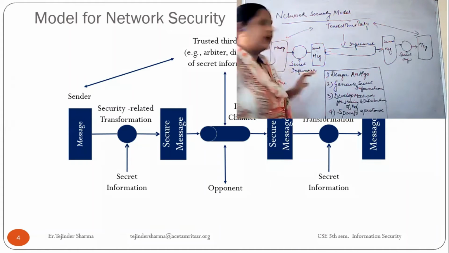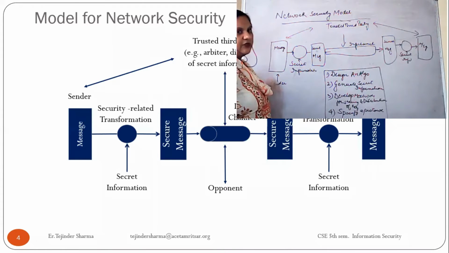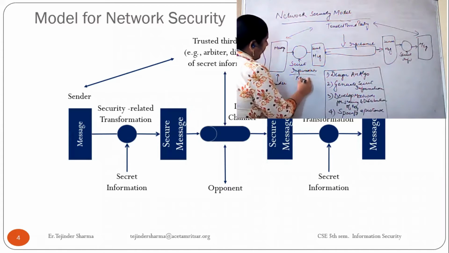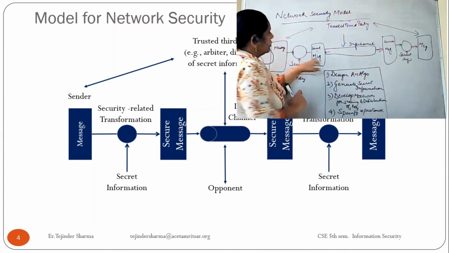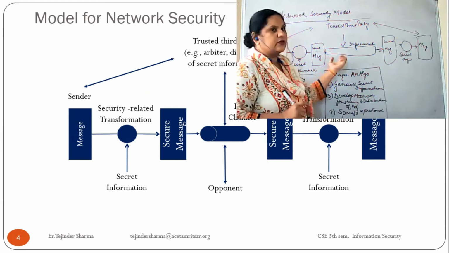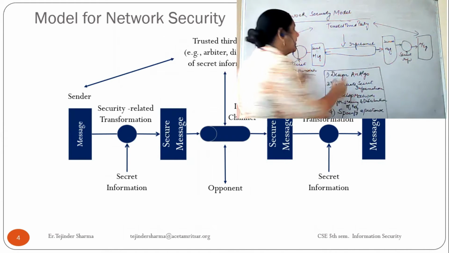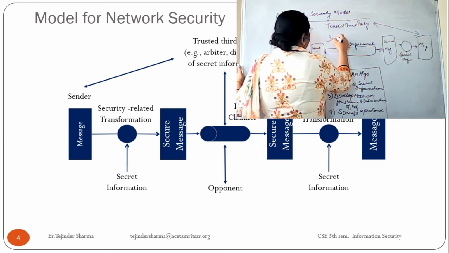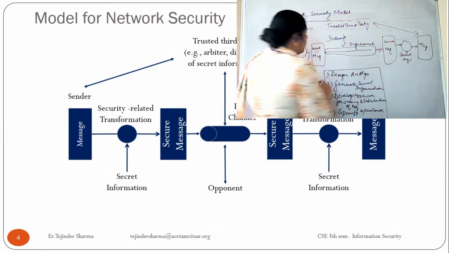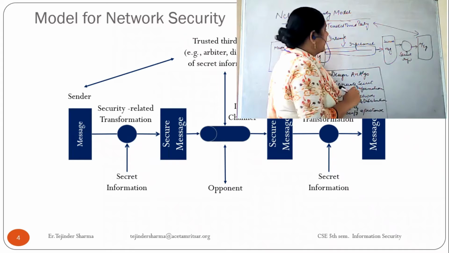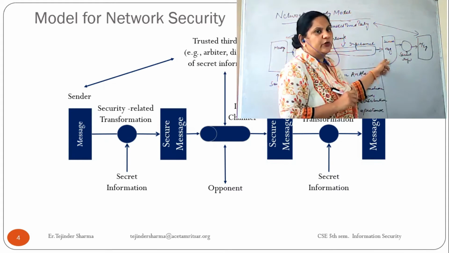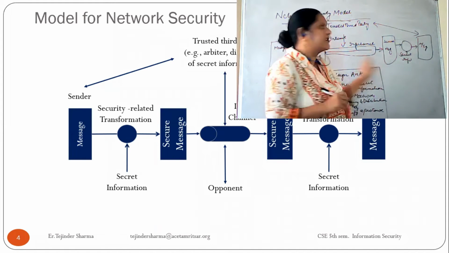I already told you that there is a message which is generated by the sender. Then secret information like a key is applied on this message to generate the secret message. Then this message is passed over the information channel, that is on the internet, in a secured manner. Once the secret message is sent over the information channel, it becomes a secure message since it was encrypted using some key.